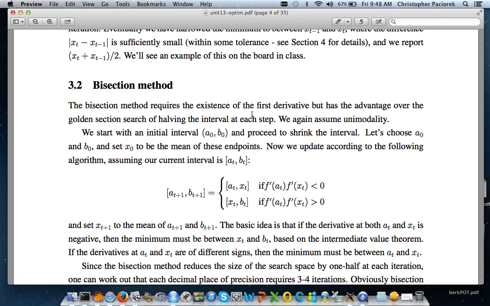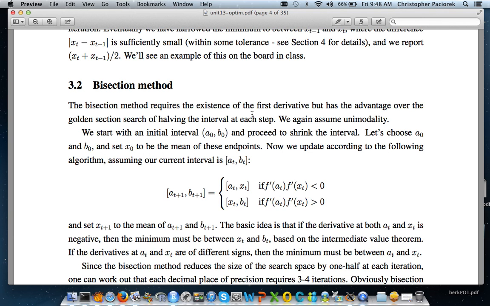And so the question is, what does the derivative look like? Well, suppose the derivative is negative here, positive here, and positive here. Then I know that the minimum has to be in here. So I choose this to be my new interval, and I'll take x_{t+1} to be here, and I'll evaluate the gradient at x_{t+1}, and I'll continue on. And you'll notice I've eliminated half of the interval here.